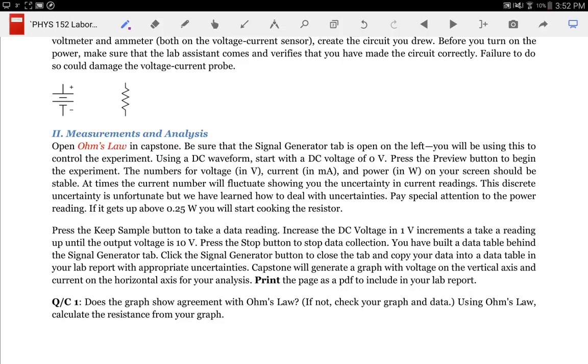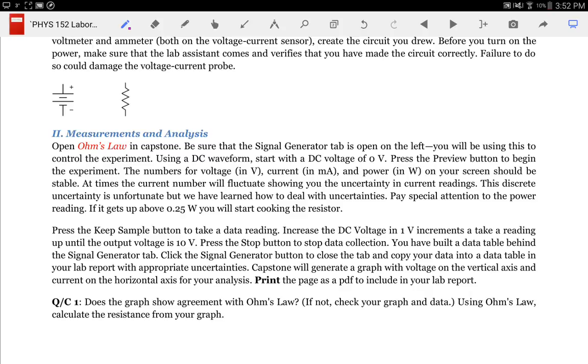When you're ready, you say preview. It reads the voltage here. It reads the current here. Write those down. Then hit this button. Boom, 1 volt. The voltage number will change. The current number will change. Write them down. Hit this here.